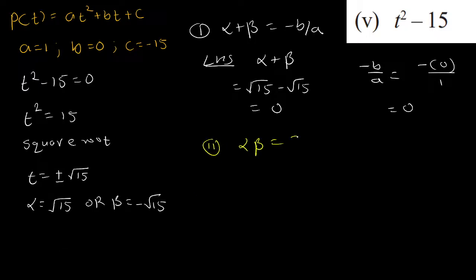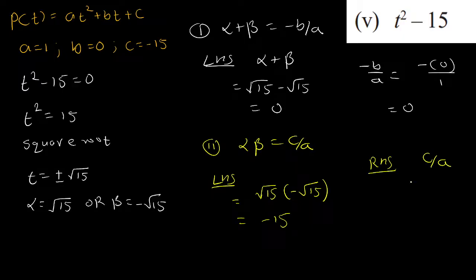Now alpha beta is equal to c by a and LHS part. So root 15 alpha and minus root 15, that is beta. So answer is minus 15. RHS part, that is c by a. C ka value is minus 15 and a is 1. So both the relationship is being verified. Let's move to the next question.